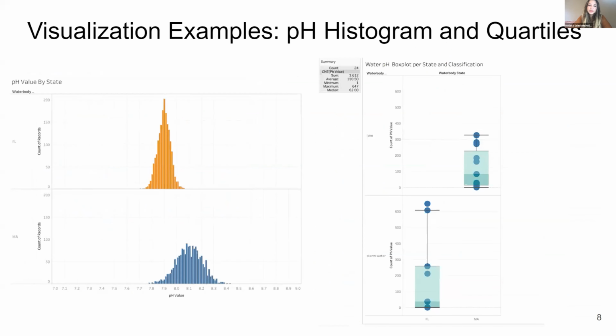For other visualizations, we wanted to showcase how our database enables water body managers to track the health of bodies of water according to various metrics. So we started by using a histogram to track the distribution of pH levels across various states, and also a box and whiskers plot to track the distribution of water pH levels, not only across different states, but also different kinds of bodies of water.